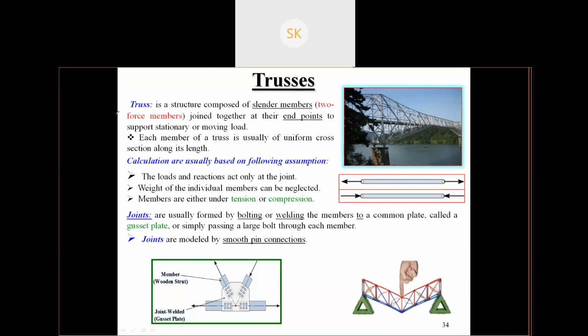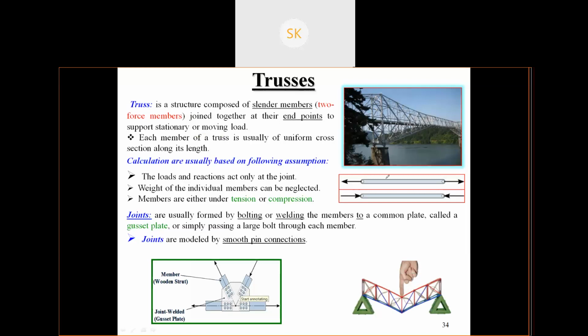So basically, what is a truss? You generally see trusses in steel bridges, steel structures, steel frames, and steel warehouses. It is a structure composed of slender members. What is a slender member? A two force member, where the members are jointed together at their end points to support stationary or moving loads.